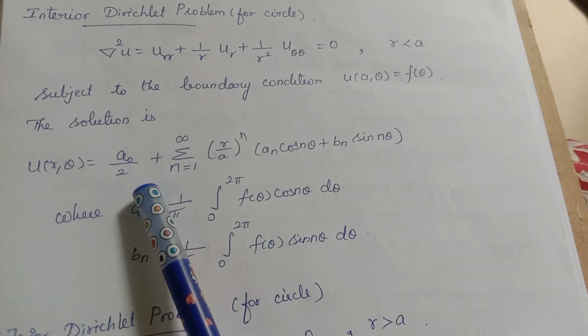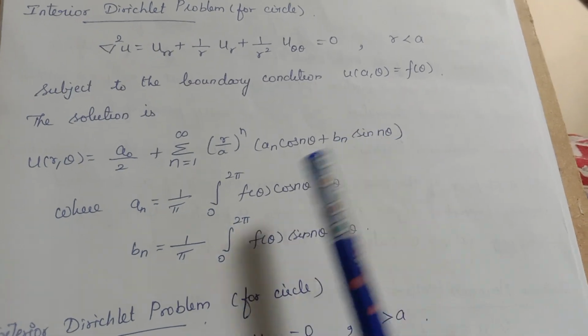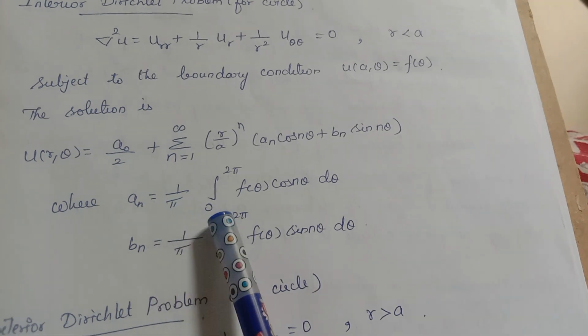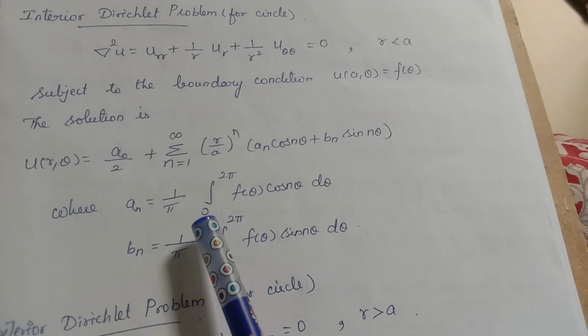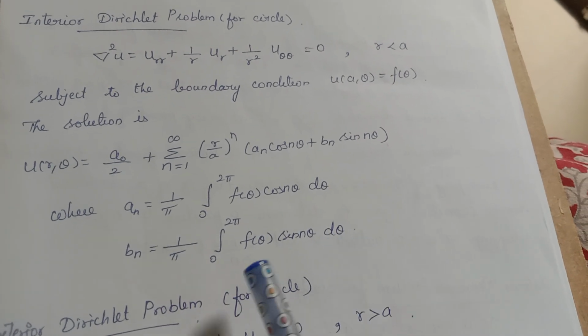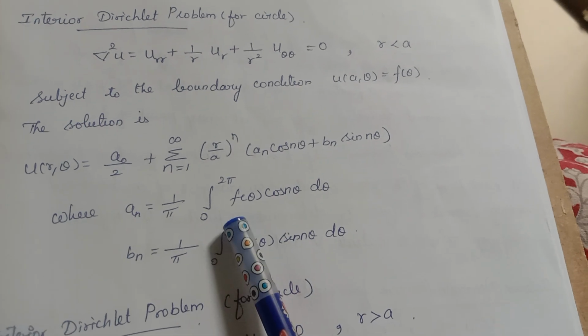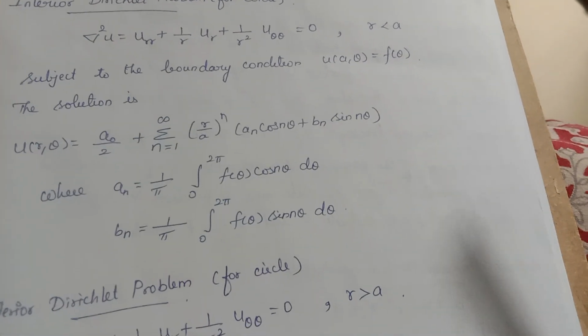The solution is a0/2 + summation (r/a)ⁿ (an cos nθ + bn sin nθ), where an is given by (1/π) ∫ from 0 to 2π f(θ) cos nθ dθ, and bn = (1/π) ∫ from 0 to 2π f(θ) sin nθ dθ. Here we take the limits 0 to 2π because we are taking on the boundary of the circle, no. So the limits are from 0 to 2π.